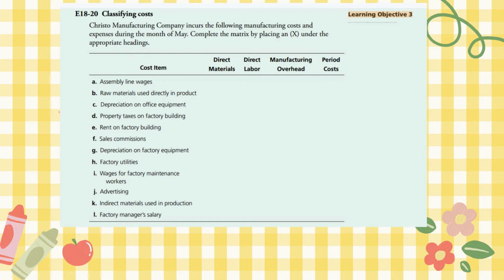So we have a list of costs and we need to classify each one. Is it direct materials, direct labor, or manufacturing overhead? Or if it's not a product cost, it's going to be period cost. So this is product cost, which includes direct materials, direct labor, and overhead.